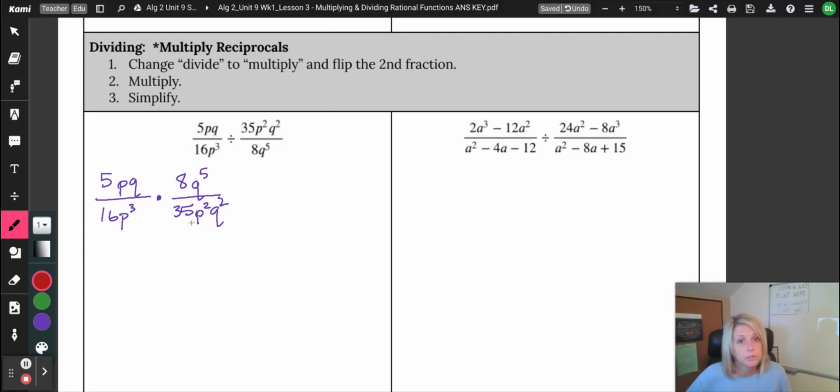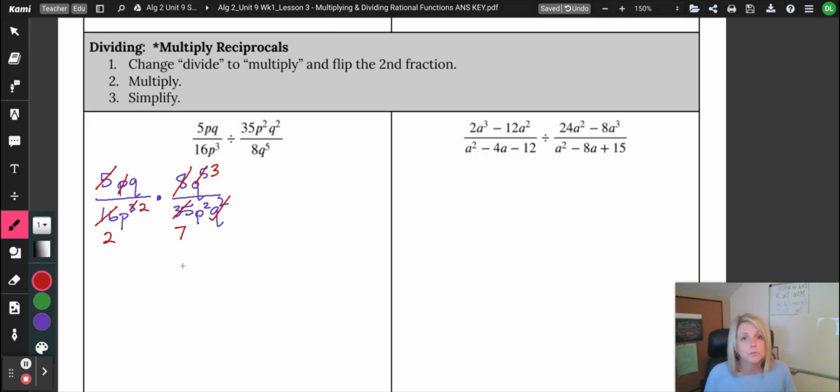There's nothing to factor, and all these are monomials, so we can start canceling. So the 5 will go into 35 7 times. The 8 will go into 16 twice. I have q to the 5th here, and I have q squared. So we're going to make this a 3. Remember, we're subtracting when we divide. So 5 minus 2 is 3. So we have q cubed left in the numerator. And here we have a p that we can cancel, and that will make that a 2.